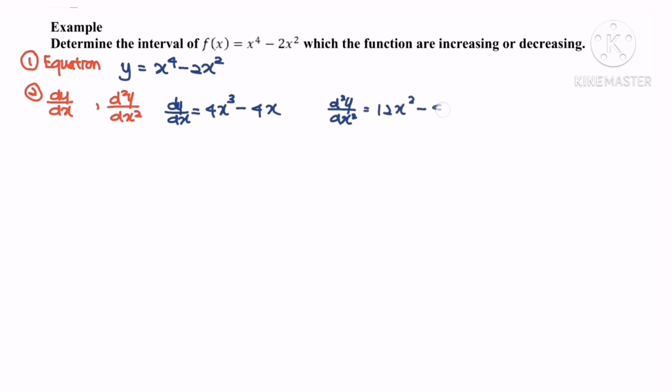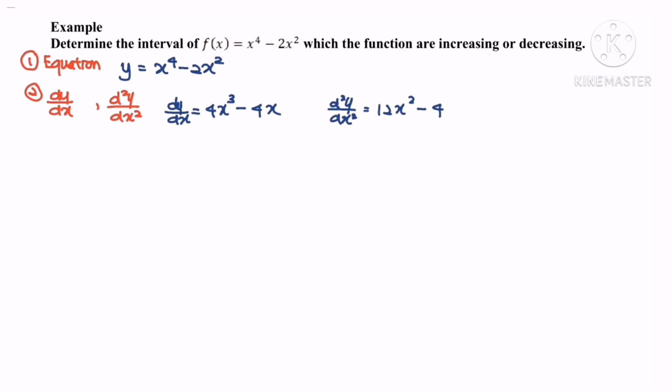Second step, find the first derivative and the second derivative. So the first derivative would be dy/dx is equal to 4x cubed minus 4x. Then find the second derivative. By referring to the first derivative, differentiate with respect to x for the second time. So the second derivative will be equal to 12x squared minus 4.